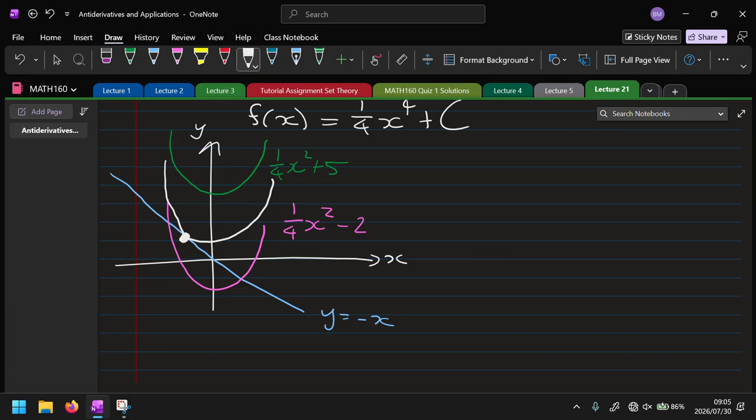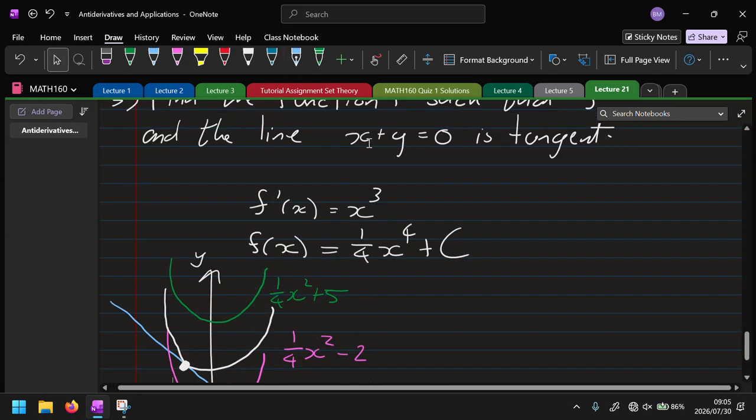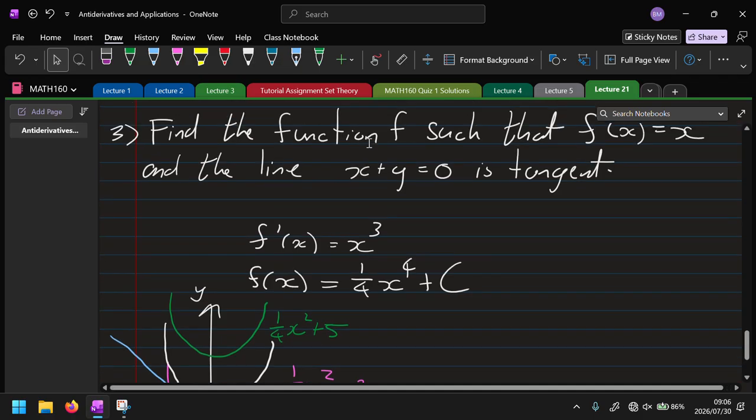Okay. Does everyone see that? You can move the function up and down. At some point, it's going to touch at just one point there. Okay, we want that value. Okay, so how can we do that? Sorry?